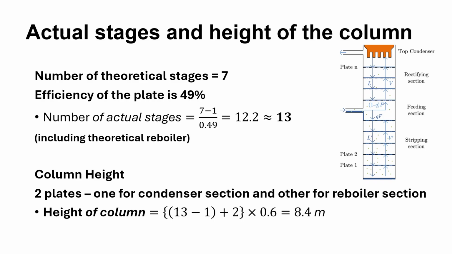So if there are 13 plates, the spacing between the 13 plates will be only 12. Right. So 13 minus 1 will give you the spacing between the plates, and there are two extra plates which are added, one for the condenser section and one for the reboiler section. So totally it has been multiplied with the spacing of 0.6 meters to get the height of the distillation column.